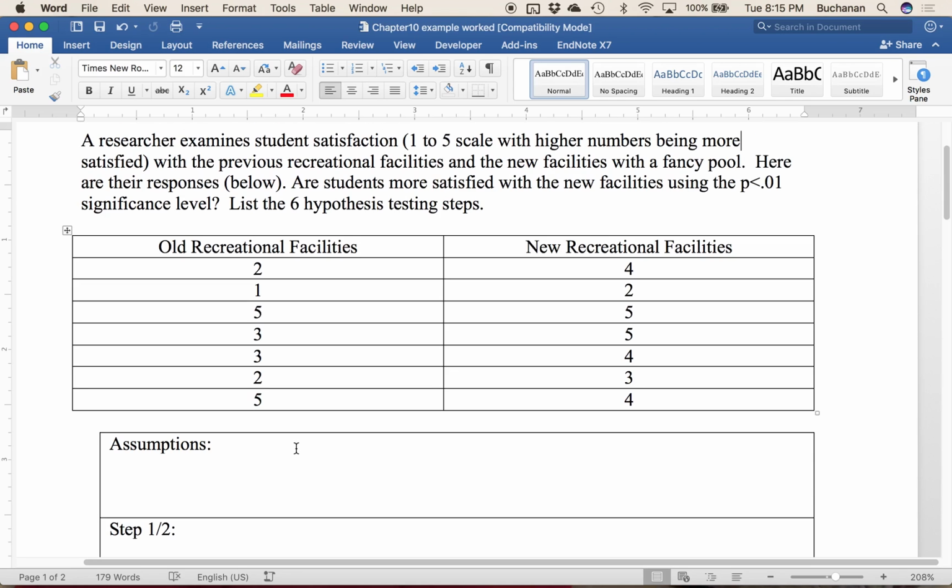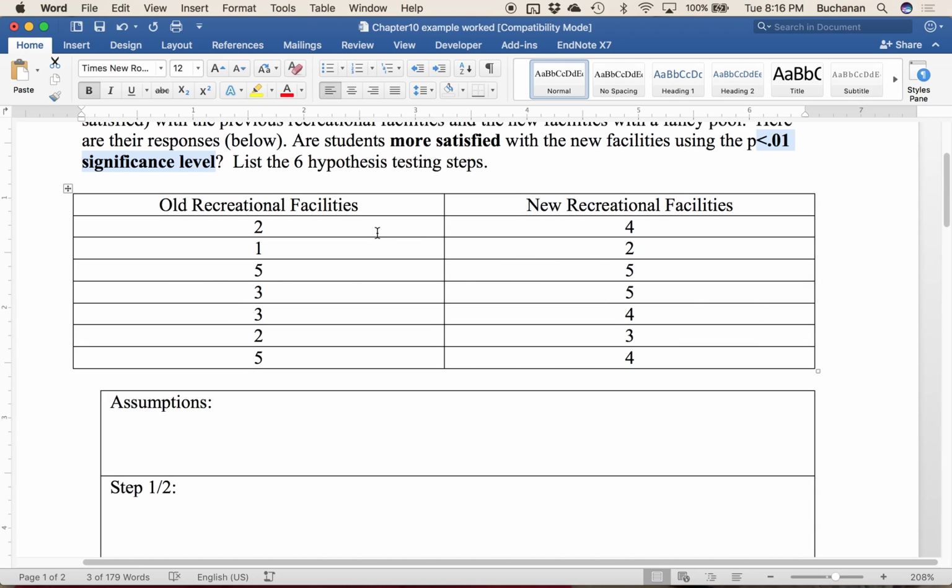Okay. So we're examining student satisfaction. So we got a new rec facility with a super fancy pool. And we want to compare that to the previous rec facility, which was kind of sad. And we want to know if students are more satisfied with our new facilities. I'm going to use p less than 0.01.